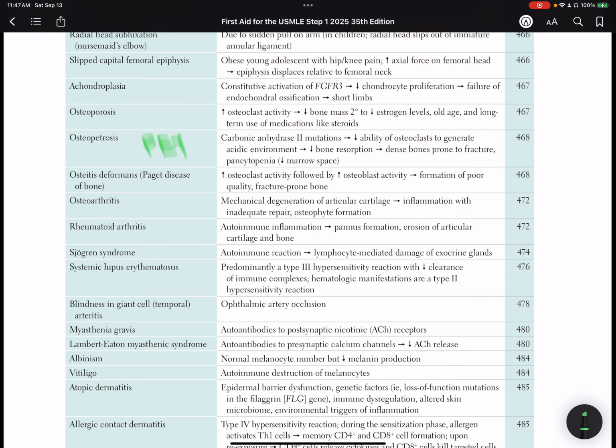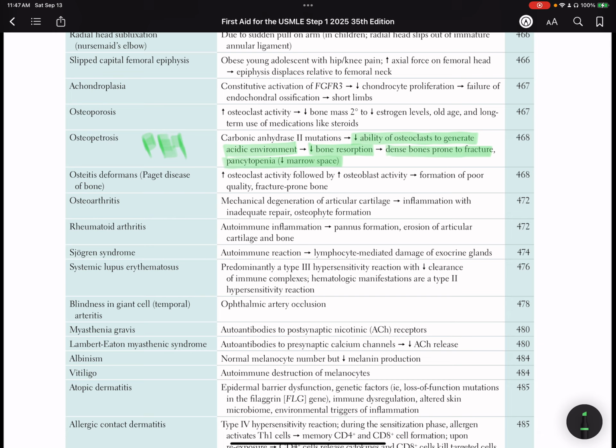Osteopetrosis, carbonic anhydrase 2 mutation, leading to decreased ability of osteoclasts to generate an acidic environment. This causes decreased bone resorption. There is no resorption from the bone, so bone collects calcium and you have dense bone prone to fracture. You also see pancytopenia and decreased marrow space.